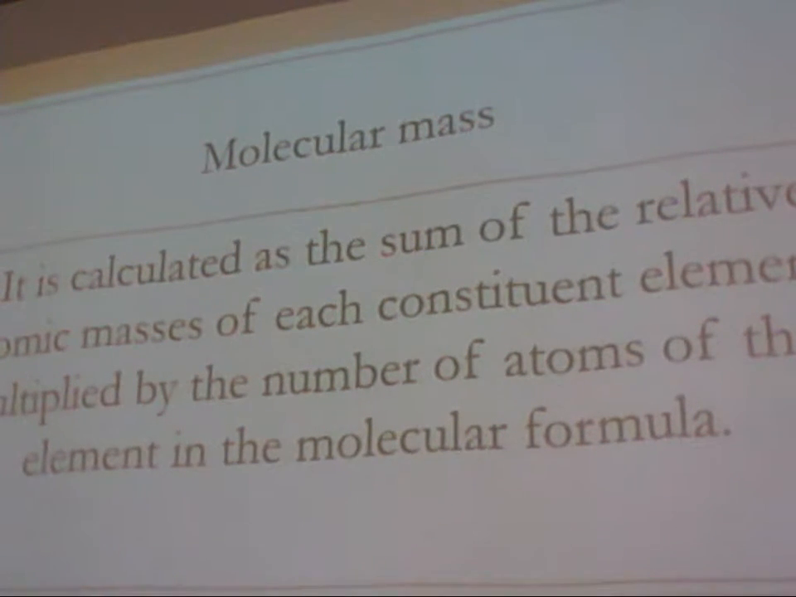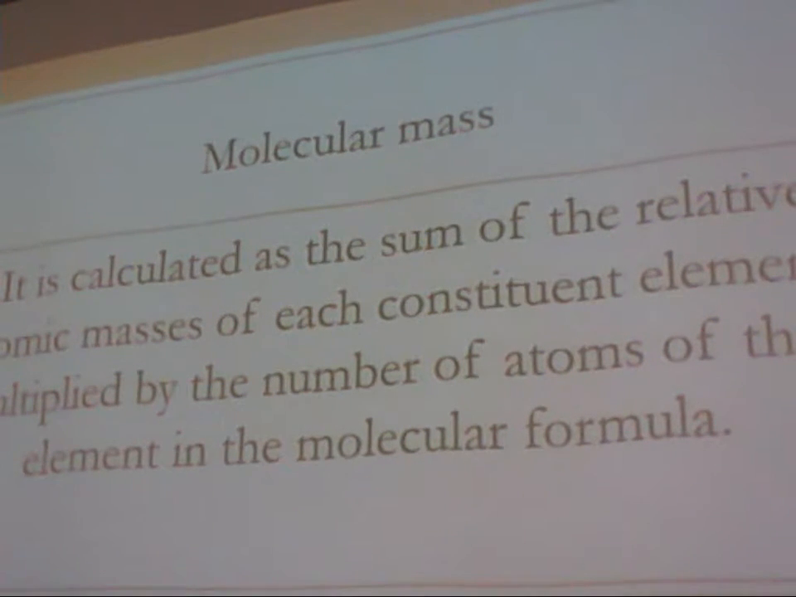How do you calculate the molecular mass? It's calculated as the sum of the relative atomic masses of each constituent element multiplied by the number of atoms of that element in the molecular formula. It's very easy. You only have to multiply the atomic mass by the number of atoms in the formula and then add. Okay? You got 2 minutes to copy this slide. Again, how do you calculate the molecular mass? You multiply the atomic mass by the number of atoms in the formula, and then you add it all.